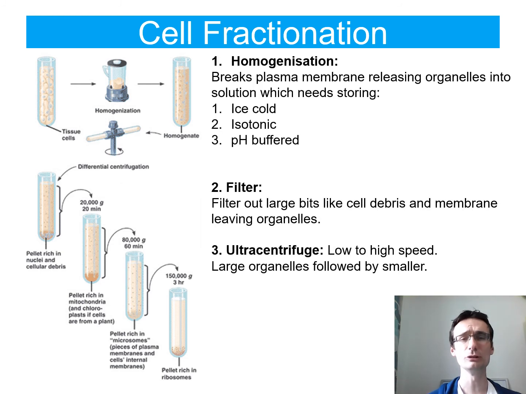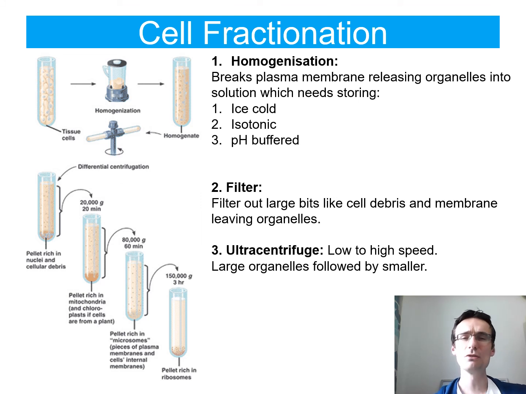So what you would do first of all is something called homogenization, which is basically breaking up the plasma membrane to get the contents of the cell out. So you'd use just a blender or something like that to blend up the cell and break the plasma membrane open. You would then extract what we call the homogenate from that and filter it to get rid of the big bits of plasma and the debris of the cell.